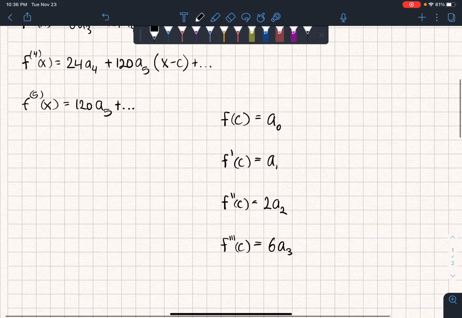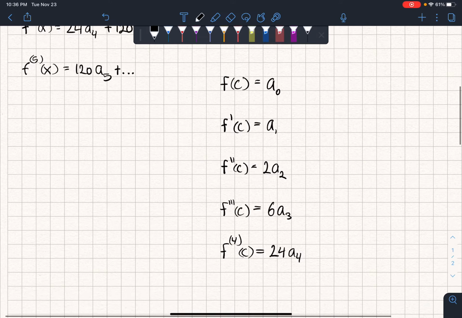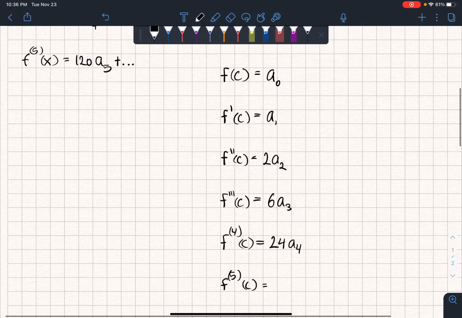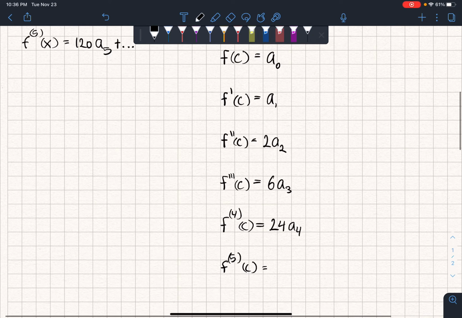And then, let's see, 2 more. So the fourth derivative evaluated at c is 24 a sub 4. And then finally, the fifth derivative evaluated at c is equal to 120 a sub 5, right here.